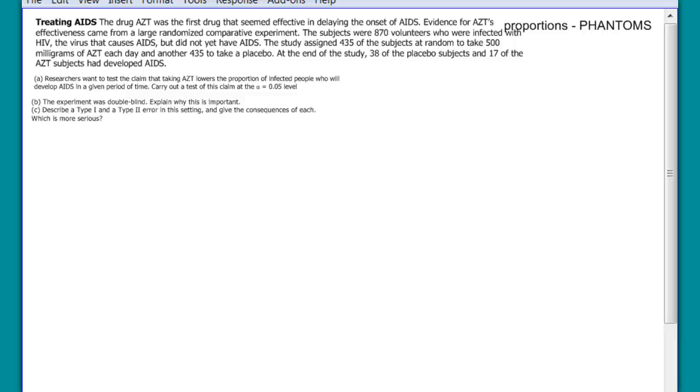Well, this problem reminds me of Dallas Buyers Club. That's what this problem was about, the AZT drug studies back in the 70s. The AZT drug studies, they basically thought that AZT was a drug that could help someone who's infected with HIV virus but has not yet developed AIDS. So here are our important words.